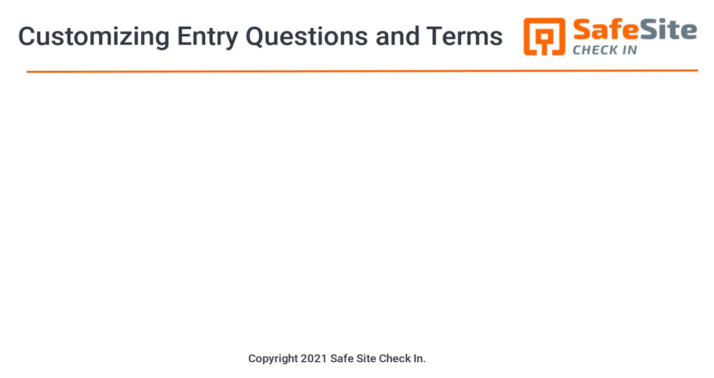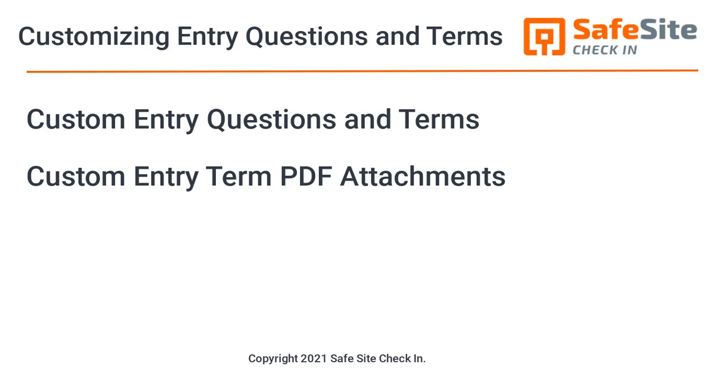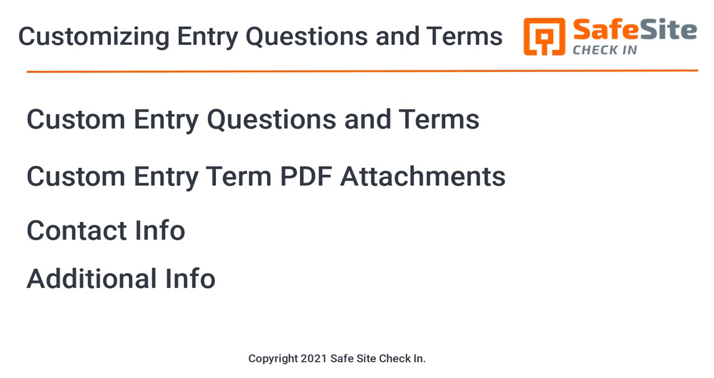This video shows how to use the Admin app to modify the standard library of questions and terms, add entry term PDF attachments, choose what contact info you want your visitors to provide, and other information about why they're on site and who they're there to see.